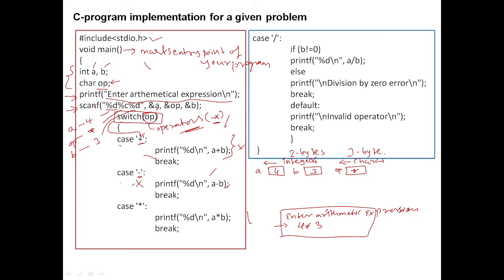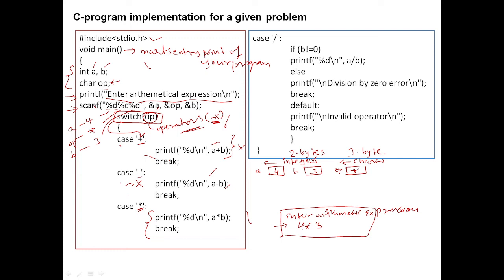Next it will go to the third case. The case value here is star, that is the multiplication operation. This is matching with the OP value. Since a perfect match is found, whatever statements are present in this particular case, all these statements will be executed successfully. Okay.